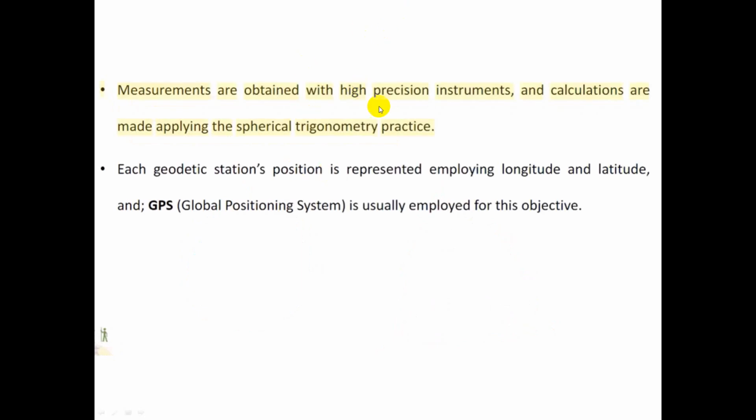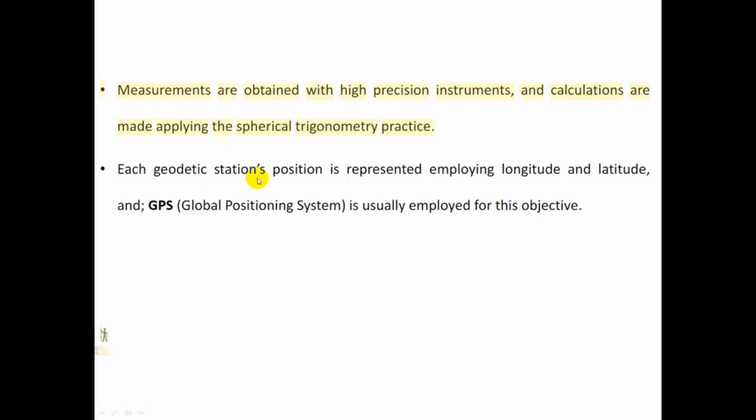So measurements are obtained with high precision instruments and calculations are made applying spherical trigonometry practice. So kung plane surveying ka, plane trigonometry ra ang imong gamiton nga principles. Pero kung naa na ta sa geodetic surveying, spherical trigonometry na ang gamiton nga principles. So lahi ni siya nga formula. Di ni siya pareha sa cosine law, sine law. Kung naa na ta sa spherical trigonometry, dili na pwede i-apply ang mga sine law, cosine law.